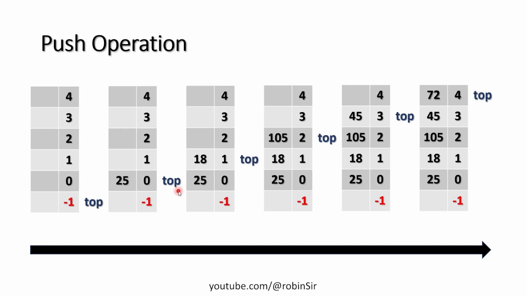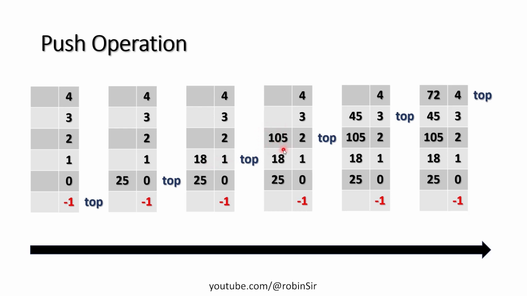After that, let's say you inserted 18. So once again, the same operation will be applied. Top will increase itself. So from 0 now it becomes 1. So that's why now top is pointing to index 1. And now at this index, 18 is stored.